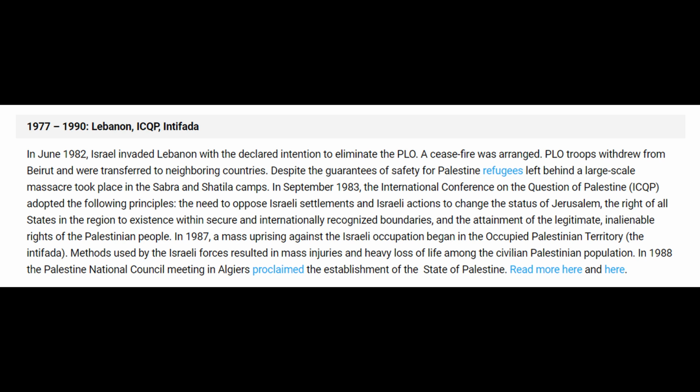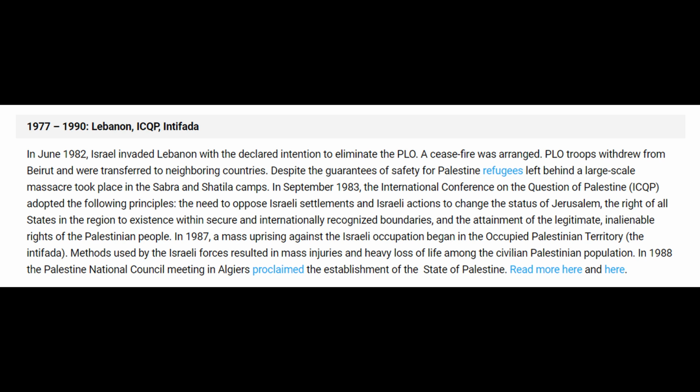to oppose Israeli settlements and Israeli actions to change the status of Jerusalem, the right of all states in the region to exist within secure and internationally recognized boundaries, and the attainment of the legitimate inalienable rights of the Palestinian people.